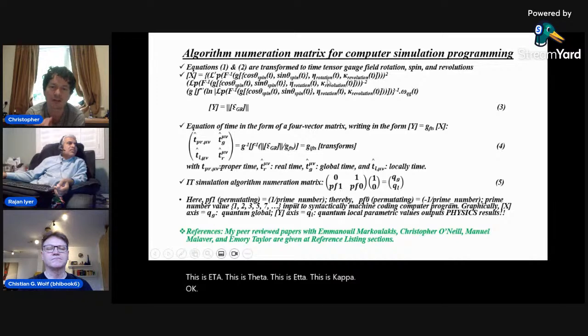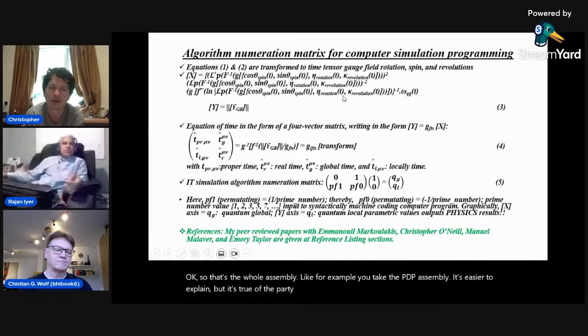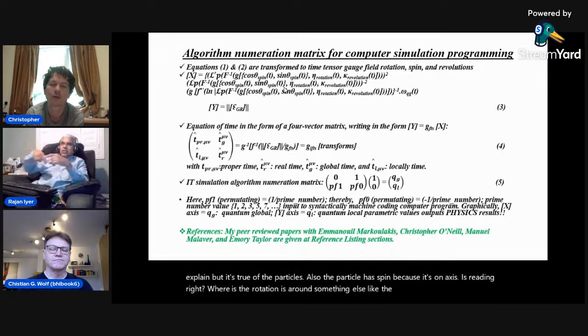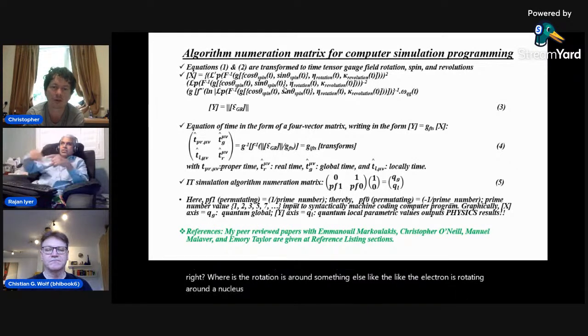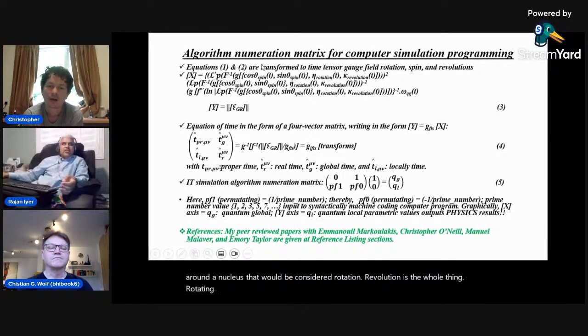So what's the difference between rotation and revolution in this? Okay, so that's the whole assembly. For example, take the PDP assembly, it's easier to explain, but it's true of the particles also. The particle has a spin, whereas the rotation is around something else, like the electron rotating around a nucleus. What if the whole thing is rotating? Yeah, interesting. Obviously if it's a particle that's not part of an atom, then those last two will be zero, or one of them will be zero.